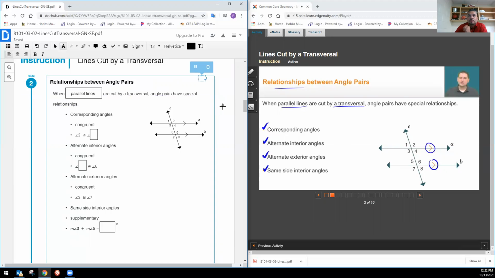Let's talk about these corresponding angles first. If I take corresponding angles of two lines that are parallel cut by a transversal, then the corresponding angles, such as angle 2 and angle 6, would be congruent to each other.